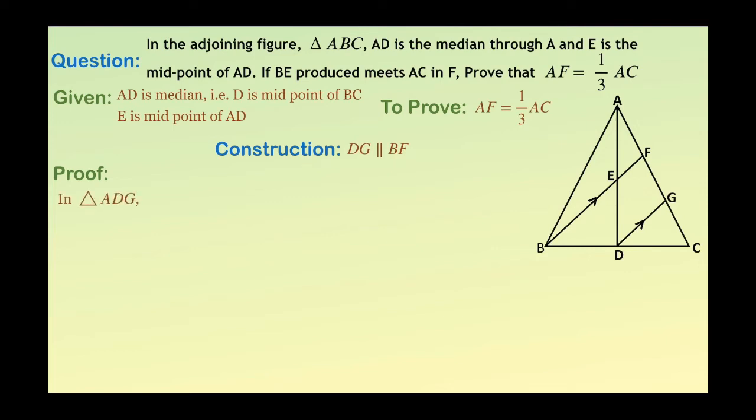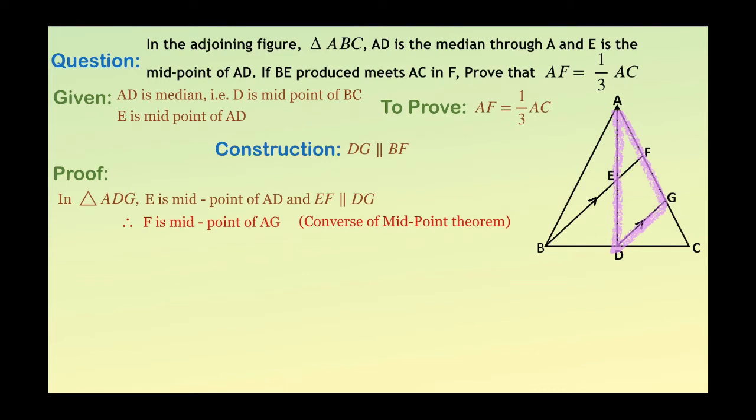Now if we see the triangle ADG, it is given that E is the midpoint of one of the sides AD and EF is parallel to another side DG. So by converse midpoint theorem, we can say that F is the midpoint of the third side, that is AG. Now if F is midpoint, that means we can write AF equals FG. Let's say this as result 1.